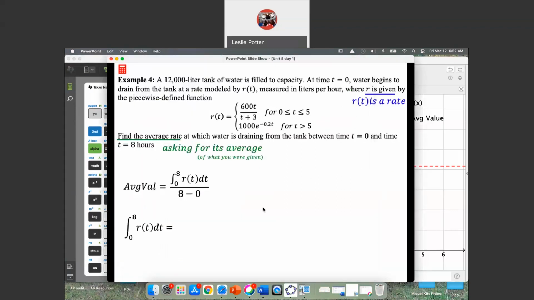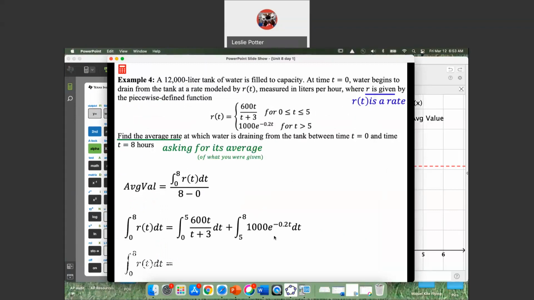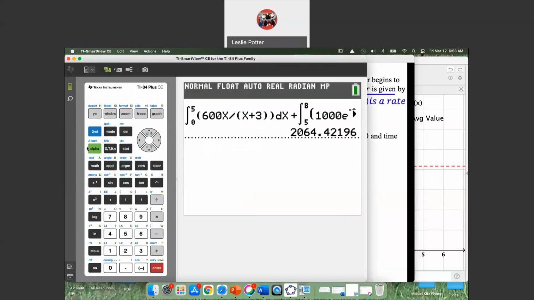So that means we have 2 integrations to do on our calculator, and we can do that all in one step. And we get 2064.42196. Now I'm going to divide by 8, and that's when I'm going to finally do my rounding. I take that answer and divide it by 8, and I get an average value of 258 point, and I could take all these decimals and write them down.